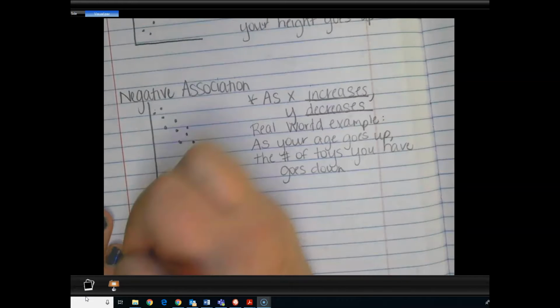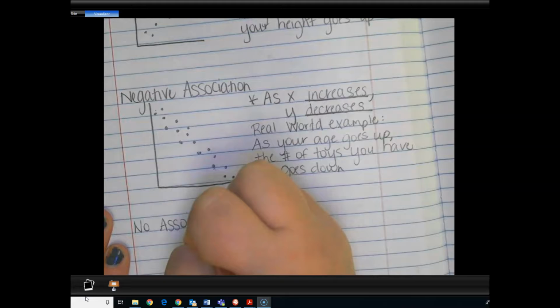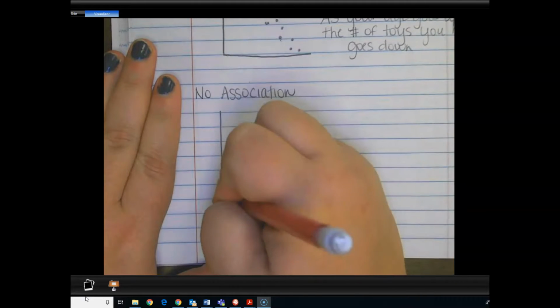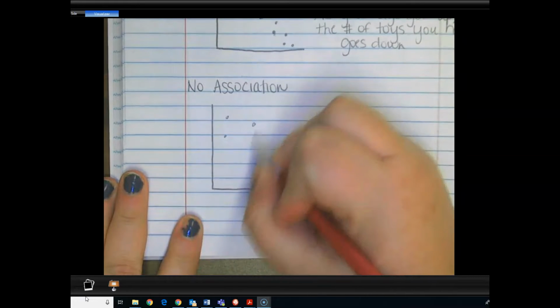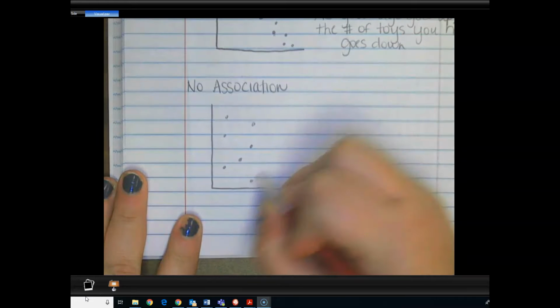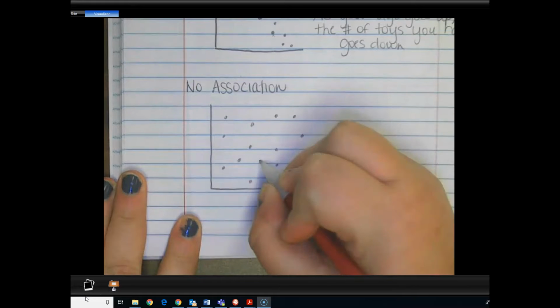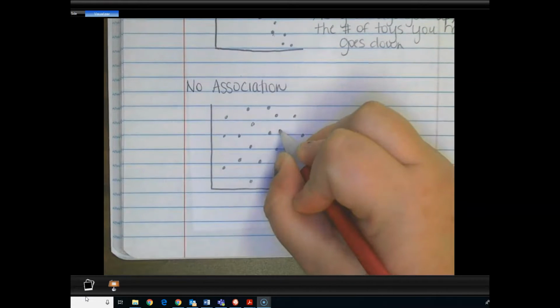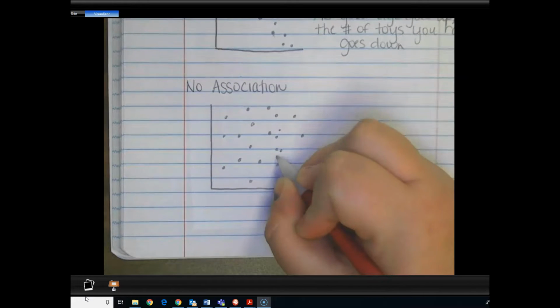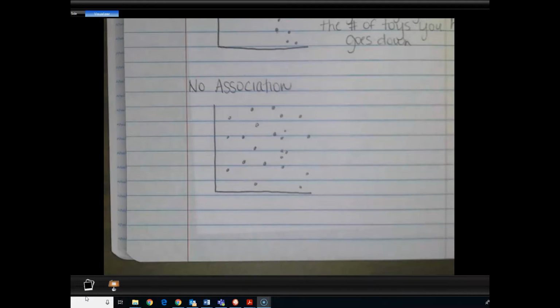All right, and our last one is no association. And this one, you're going to be happy to know, is the easiest graph to draw. Because I am literally going to put dots everywhere. There is no pattern at all to them. Now you also notice a lot of times with scatter plots, there's usually a lot of dots. It's not one of those things where there's usually just a couple of dots. This is a good graph to use when you're looking at a lot of data.